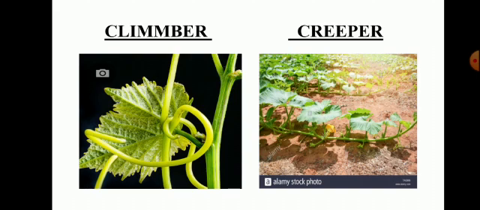Then climbers have a weak stem and cannot stand erect. They take support of other trees and climb upon them. This is called tendrils. Then creepers. Plants which creep on the ground and spread out. They also have hook-like tendrils.